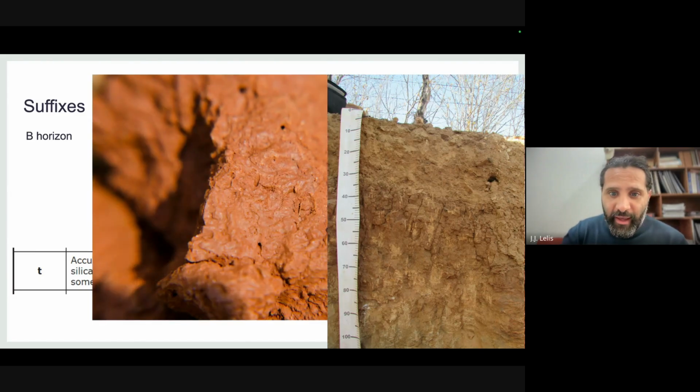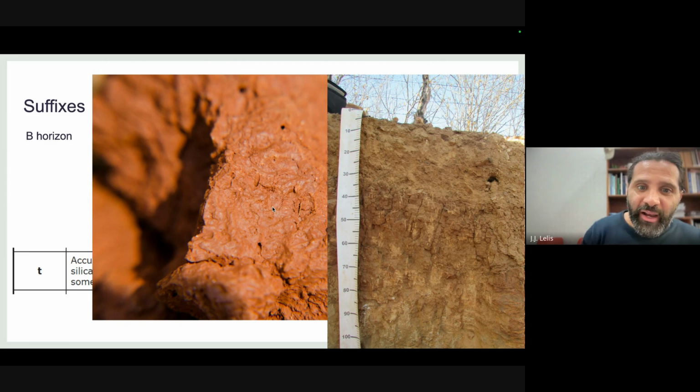You also can see, as I said, the shiny faces. You can realize that here, if you put the sample against the sunlight, you can see that the soil starts to shine. These shiny faces are just an expression of clay movement, because the clay migrates from the A or the E horizons and concentrates in the B horizon.